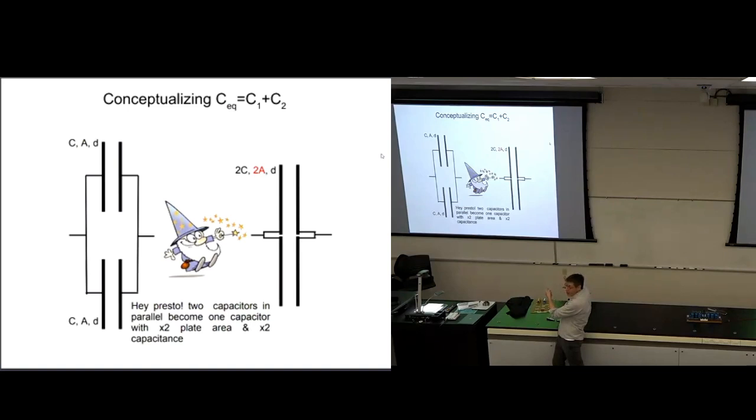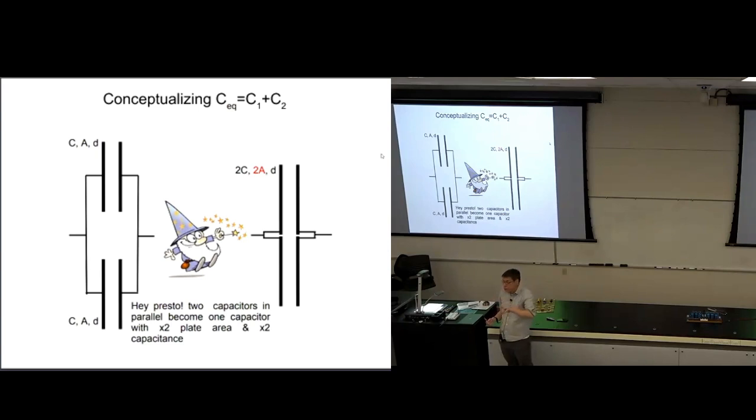The capacitance of a capacitor grows with the area. You can see here in this little cartoon that if you put two capacitors in parallel with one another, it's equivalent to a single capacitor with a plate area that in this case is twice as large, and so it has a larger capacitance. Just like C equals C1 plus C2 tells you that if you put the capacitors in parallel with one another, you get a larger capacitance.